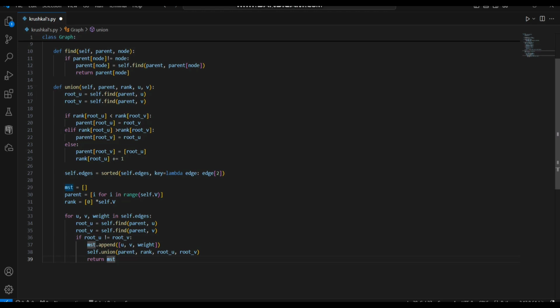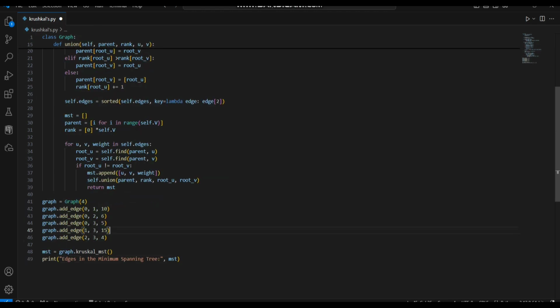This iterates through the sorted edges and decides whether to include them in the minimum spanning tree. This step is used to determine the roots of the subsets for u and v. If root u and root v are different, adding these edges will not form a cycle. Add the edges to the minimum spanning tree and union the subsets of u and v. The last line, self.union, adds the edge to the minimum spanning tree and unions the subsets of u and v. Next, return the minimum spanning tree.